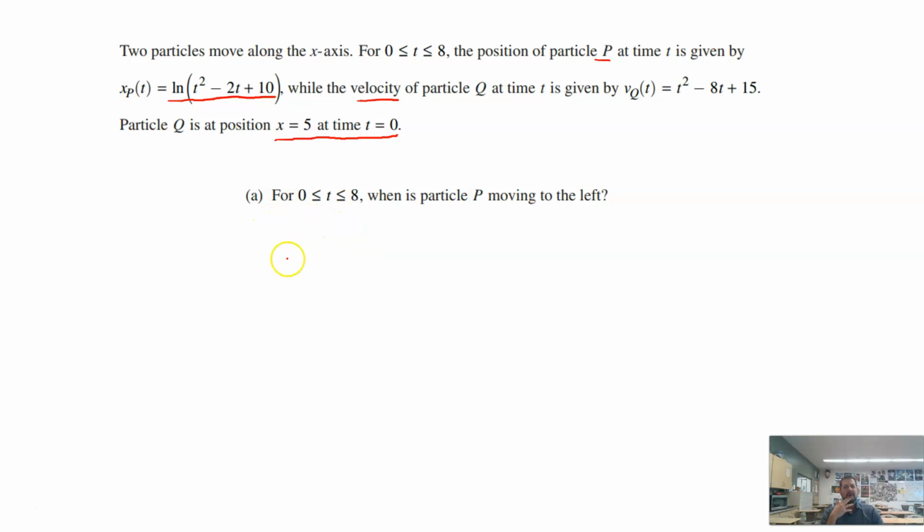So letter A wants to know when is particle P moving to the left. Now again, if you had a calculator, all you'd have to do is take the derivative of this, and the derivative of the ln of t squared minus 2t plus 10 is 1 over t squared minus 2t plus 10, and then we multiply that by 2t minus 2. Now, in order to determine where this thing is moving to the left, what we have to do is set that equal to 0 and find out where the critical point would be, and then find out whether it's positive or negative on that given interval.